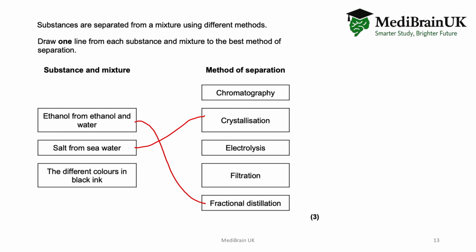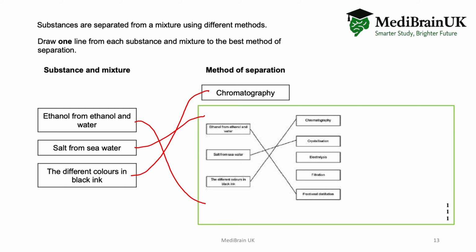And then it says the different colors in black ink, and the one that we would use for ink would be chromatography. So we would match that up there for 3 marks. So if we go through the mark scheme, we can see ethanol and water is fractional distillation. We can see salt from seawater is crystallization, and the different colors in black ink is chromatography.